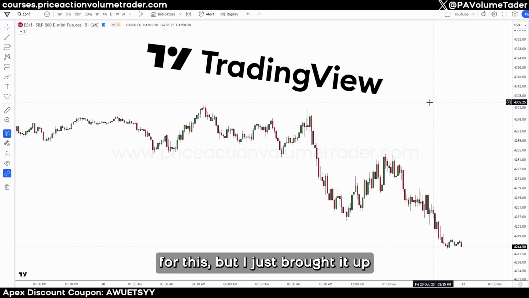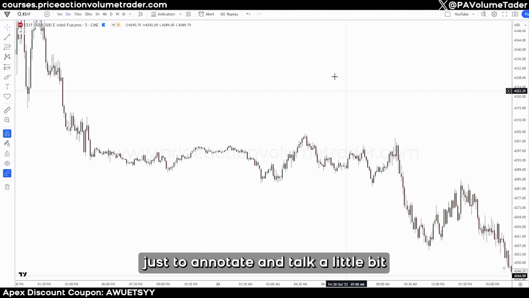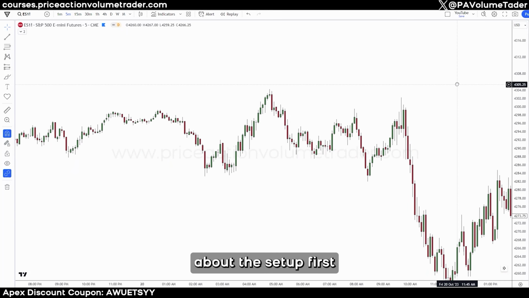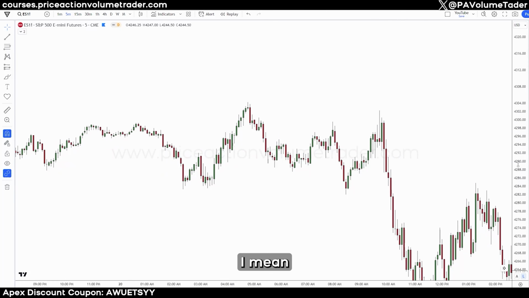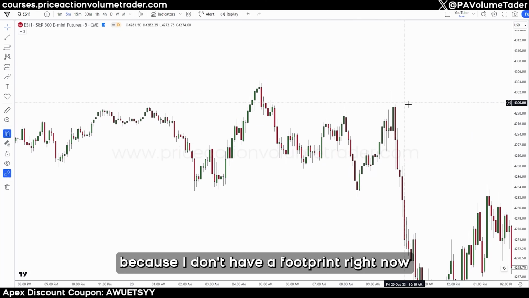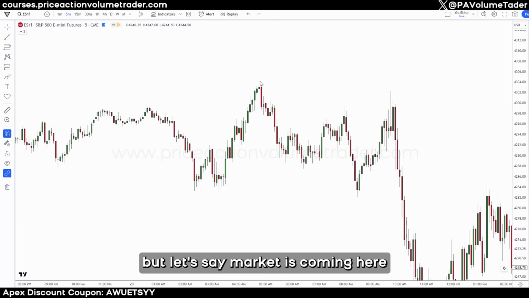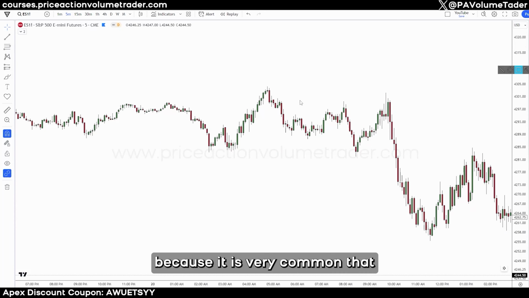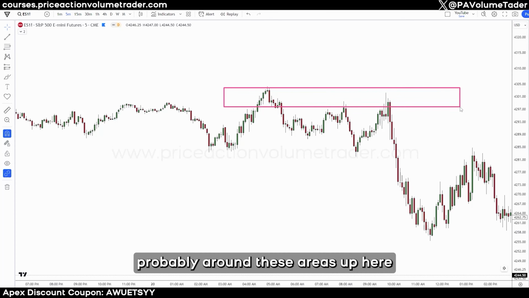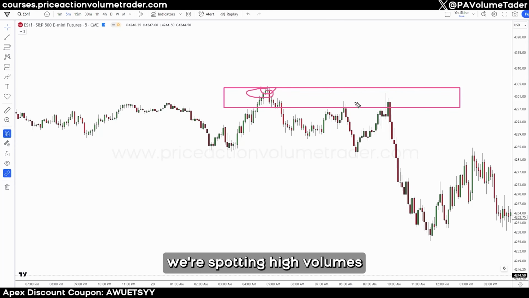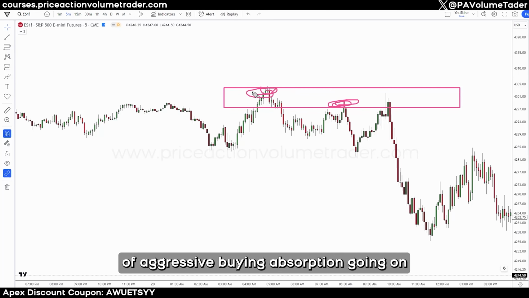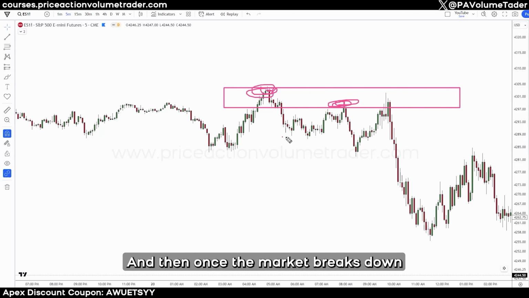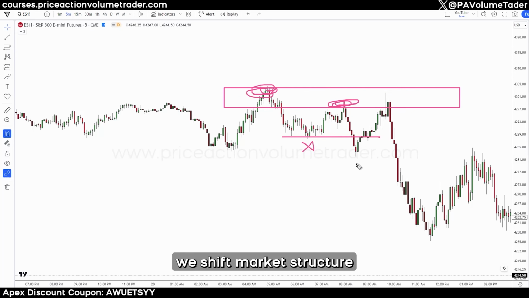Okay, so this is TradingView. We're not going to use TradingView for this, but I just brought it up quickly to annotate and talk a little bit about the setup first. For example, areas like this, I'm not sure if this happened here because I don't have a footprint right now, but let's say the market is coming here. We made a lower high and now we push lower. In situations like this, I'll go on my footprint chart because it is very common that around this area up here, we're spotting high volumes of aggressive buying absorption going on. And then once the market breaks down, you can see here we break this swing low, we shift market structure.